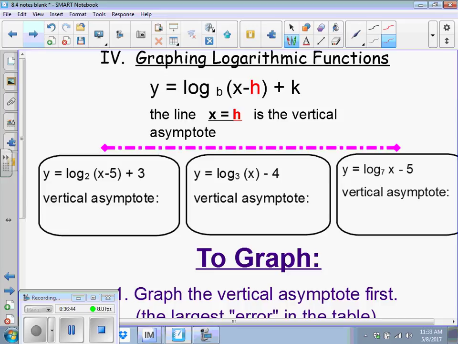It doesn't matter whether it got shifted up or down. That doesn't change where your vertical asymptote is. So that's why we say x equals h is our vertical asymptote, whatever h is. I don't care if it got shifted up or down. I only care about left or right. So when we look at this first function right here, where did it get shifted? Right 5 units, correct? So no longer is my vertical asymptote at x equals 0. It's now at x equals 5.